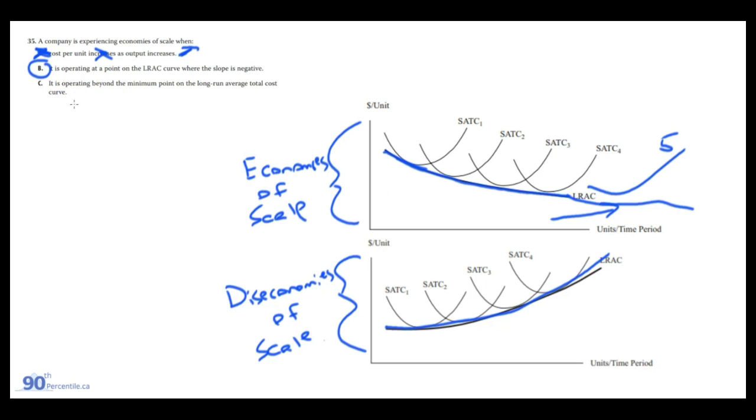And then if we were to go back to C, this is saying the firm is operating beyond the minimum point on the long run average total cost curve. So all this means is that it's operating somewhere over here. It could be up here somewhere. And in that case, we don't really know if the long run average cost curve can be downward sloping. It could be up here. It could go up to here. So if they're not producing on the downward slope, then we can't confirm if they have economies of scale or not. So your answer is B.